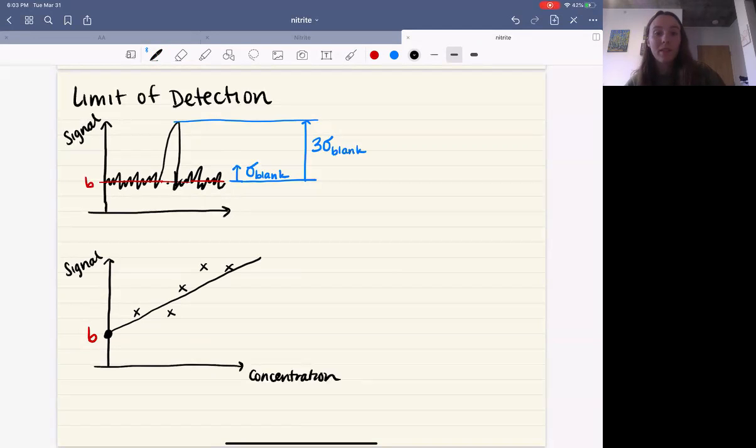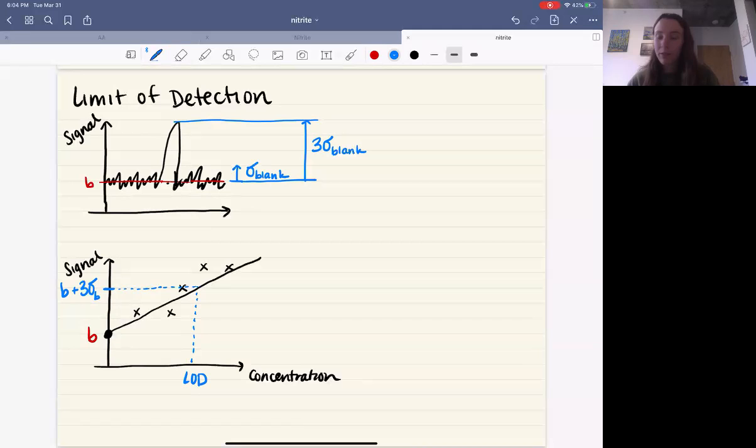Now, where is the limit of detection on a calibration curve? It's the same concept where we need the limit of detection to correspond to a signal reading that's 3 times larger than the standard deviation of the blank. In other words, we need a y value that is that y-intercept, that B, plus 3 sigma blanks. Okay. So in this example, it lands all the way over here, LOD.